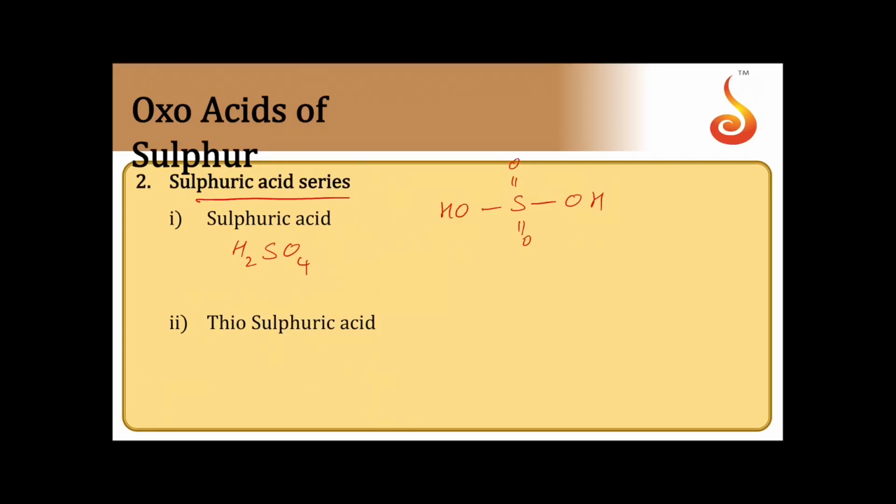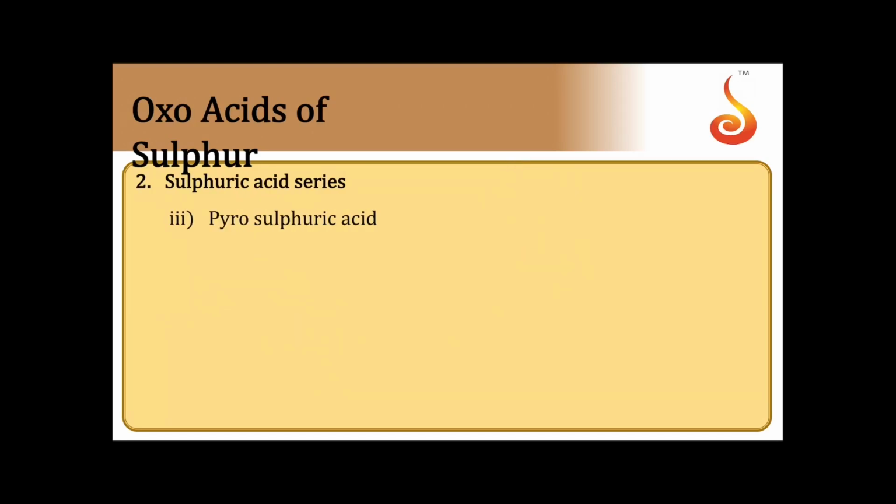We have 2 more oxygens left, 2 double bond O we have. That is a sulfuric acid structure. Thiosulfuric acid: again replace one of the oxygens by sulfur. It should be H2S2O3. You are replacing one oxygen by sulfur. So therefore in the structure also just replace one of the oxygens by sulfur, and you are going to get thiosulfuric acid.